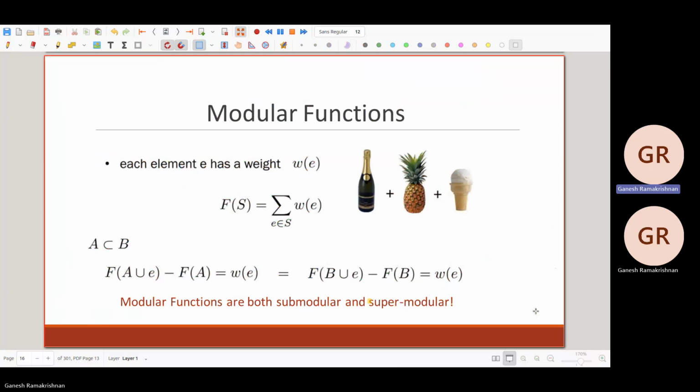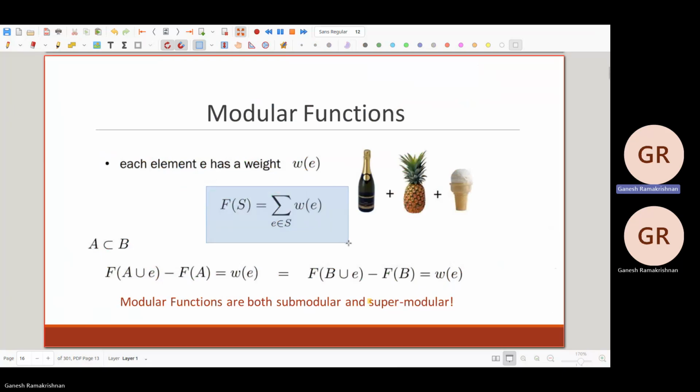Modular functions, on the other hand, are exactly like linear functions. Since I'm trying to break the tension between concave, convex, and submodular, supermodular: modular functions are like linear functions, like what we saw, right? The Hj's are linear. So we were happy taking Hj less than or equal to 0 and minus Hj less than or equal to 0 because both are convex as well as concave.